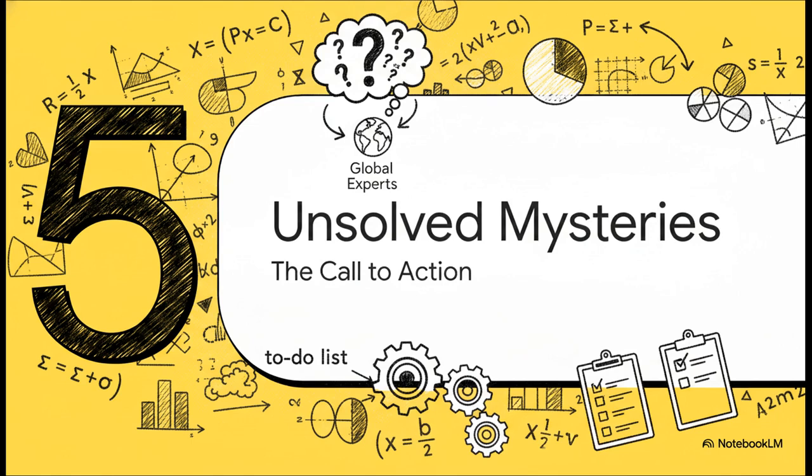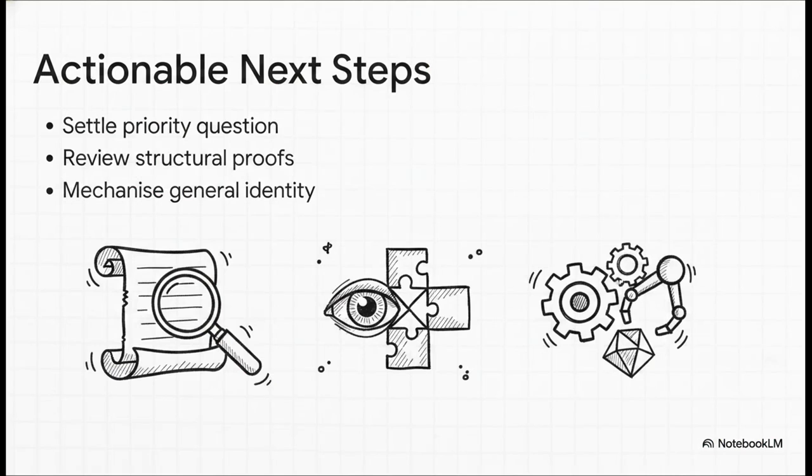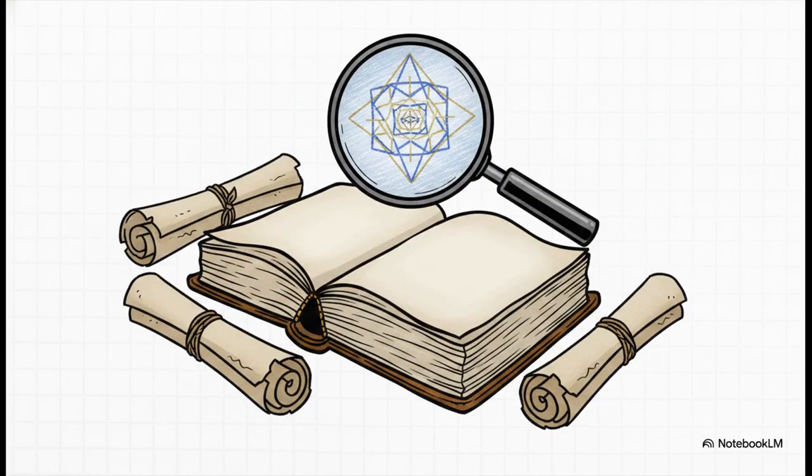And finally, Section 5, Unsolved Mysteries and Next Steps, the call to action. So what should the mathematical community actually take away from this unrefereed release, and what the heck happens next? Well, the paper essentially hands out a high-stakes to-do list for global experts. Settle the priority question, review the structural half, and mechanize the general identity. These are totally actionable next steps aimed squarely at classical algebraic geometers, researchers of the Jacobian conjecture, and symbolic computation experts. The absolute most pressing task is bibliographic.